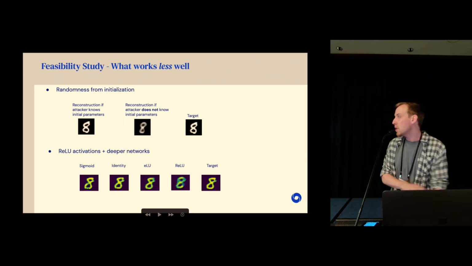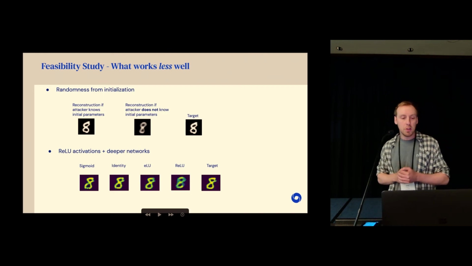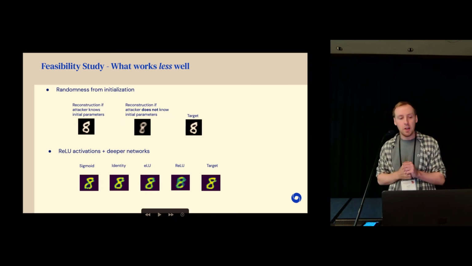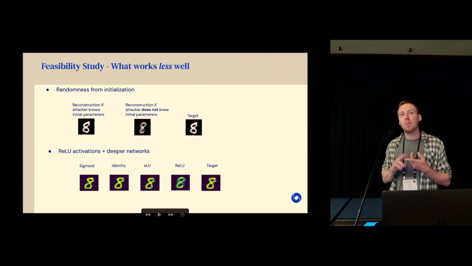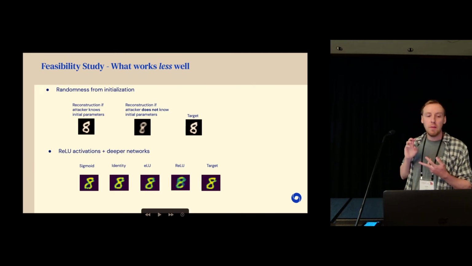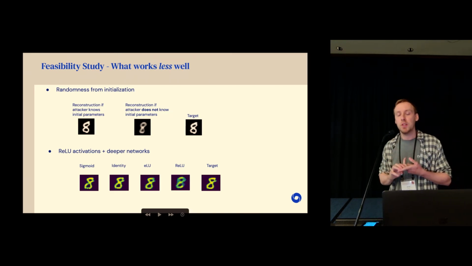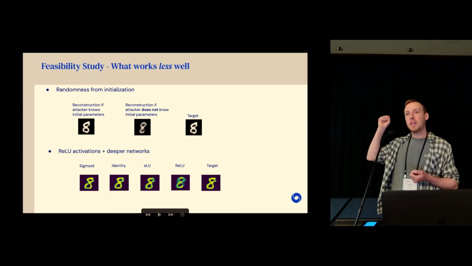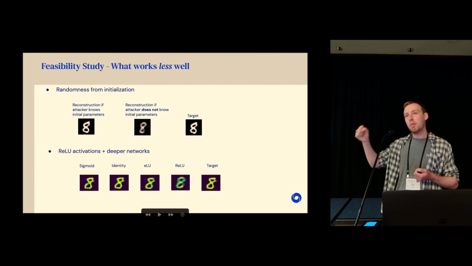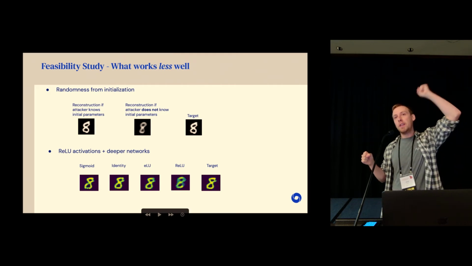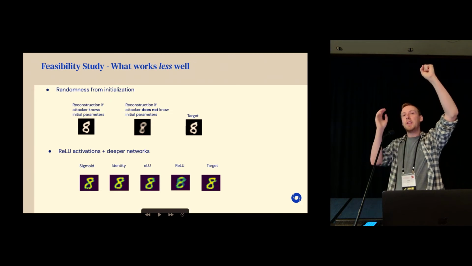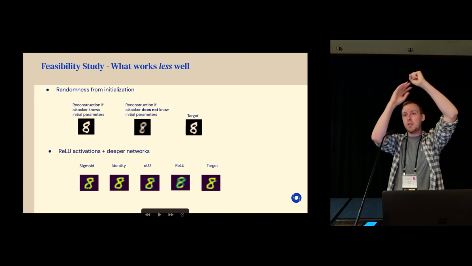Okay, so what works less well? That was the good stuff. Here's the bad stuff. I touched on two failure modes of the attack. One is our attack seems to perform less well when we don't know the initial parameters of the released model. If you think about it, the adversary has access to the final parameters of the released model, and if it has access to the initial parameters as well, essentially all it needs to do is learn the data that caused this trajectory from initial to final parameters.